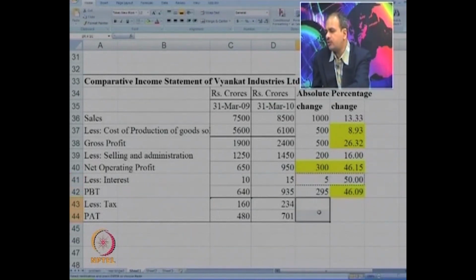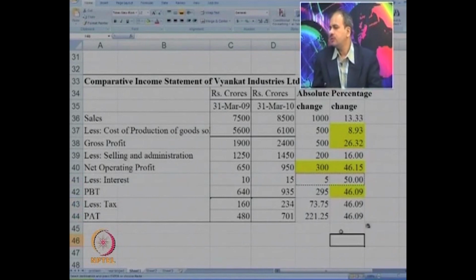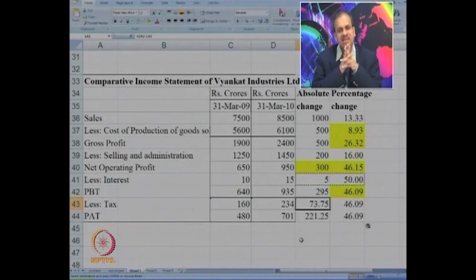We will also try to find it for the remaining. So you can see that tax remains at a similar percentage. So there is a 46.09% increase in PBT, tax and PAT. So is it clear to you? Here we have tried to learn the making of a comparative income statement.